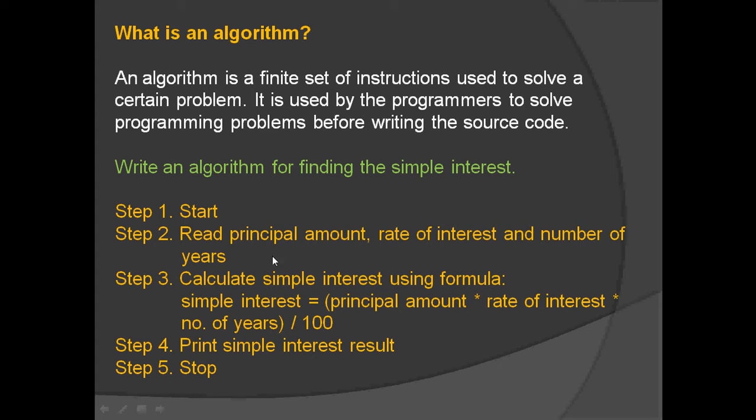As you can see, the steps are written in simple English sentences, so that programmers and non-programmers also, just by reading through these steps, can understand easily what this program is going to be about. In step 3 you calculate simple interest using the formula: simple interest equals principal amount times rate of interest times number of years divided by 100. In step 4 you just have to print the simple interest result. And finally in step 5 you stop the program.